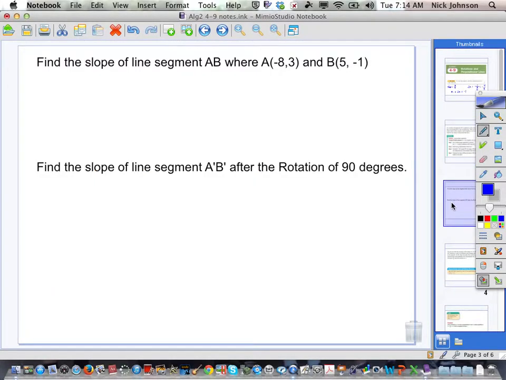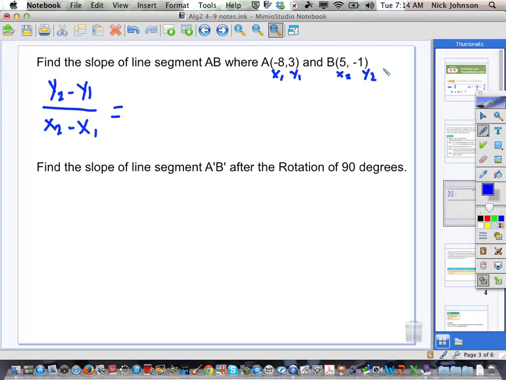It says, find the slope of the line segment AB, where A is (-8, 3) and B is (5, -1). So the first thing we need to do is find the slope. If you remember, slope is y2 minus y1 all over x2 minus x1. So this is x1, y1, this is x2, y2. It's just the first coordinate and the second coordinate.